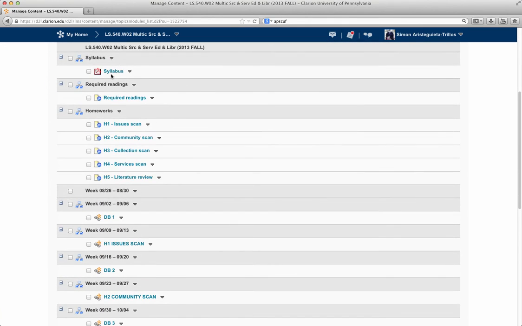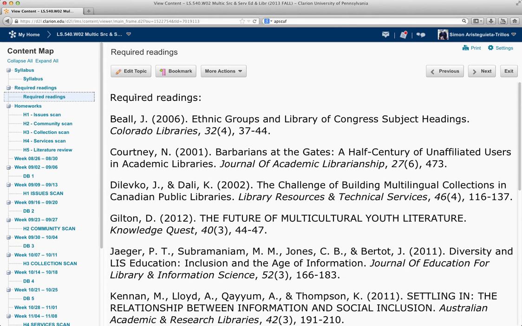So we already explored the syllabus. Now we're going to go down and see what required readings we have. I have selected, probably between 10 and 20 articles that I think are very interesting. And you can see the titles here. For example, one that I found fascinating is Ethnic Groups and Library of Congress Subject Headings. So diversity has to do also with indexing, cataloging, and technical services. Then we have Courtney's article, which is Barbarians at the Gates.